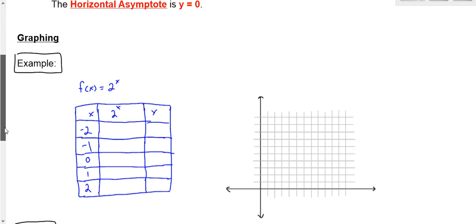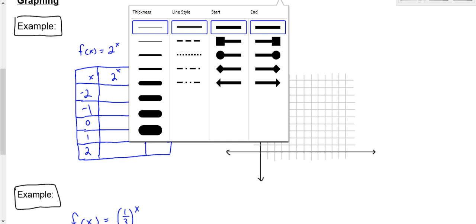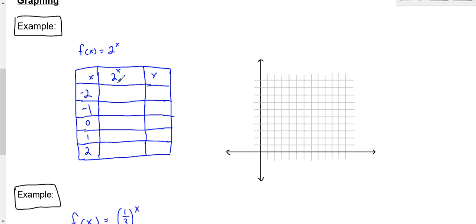So let's look at graphing. Here we have an example. We have f of x equals 2 to the x. And what we're going to do is plug in the standard values of -2, -1, 0, 1, and 2. So we want to use these standard values. Okay? And so when we plug that in, we think, okay, what is 2 to the -2?